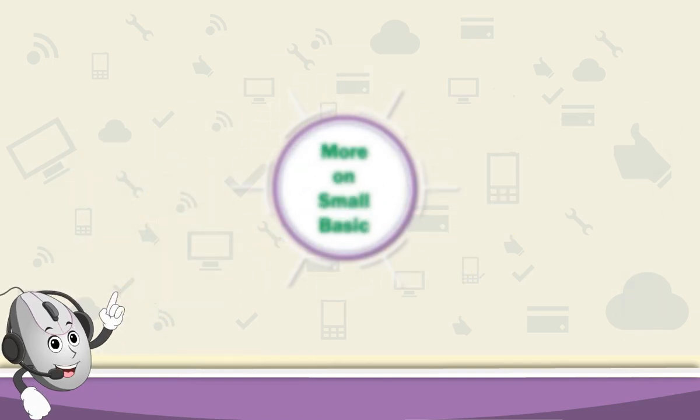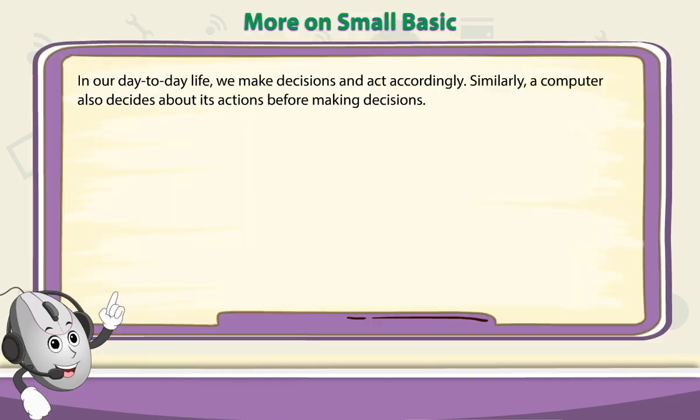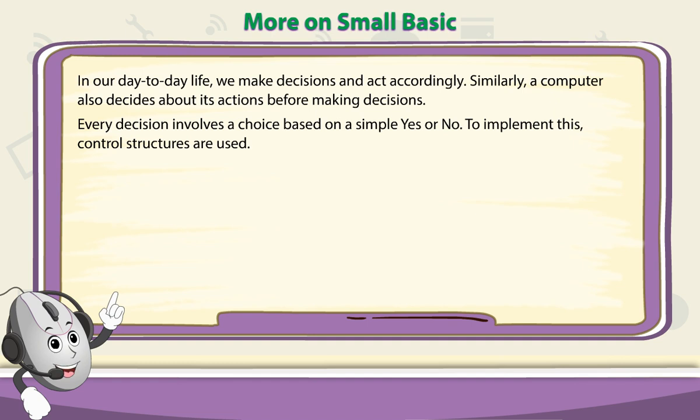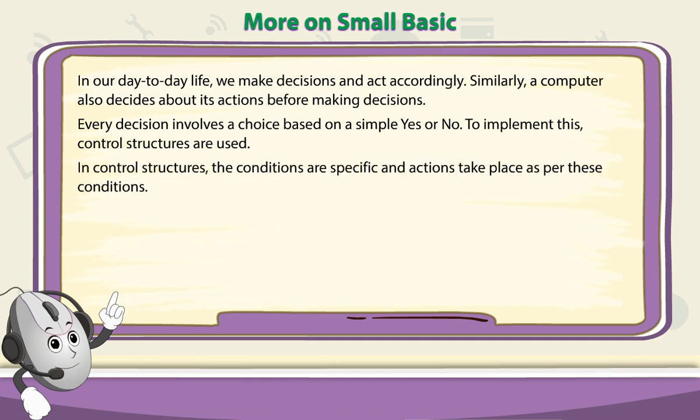More on Small Basic. In our day-to-day life, we make decisions and act accordingly. Similarly, a computer also decides about its actions before making decisions. Every decision involves a choice based on a simple yes or no. To implement this, control structures are used. In control structures, the conditions are specific and actions take place as per these conditions.